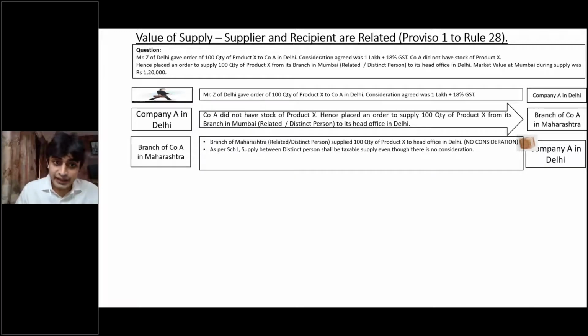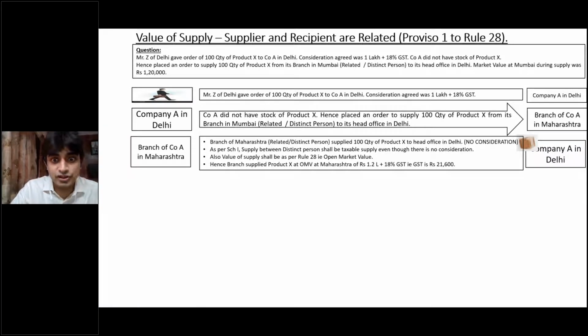Okay. Now, just like related person, for distinct person also we have to follow what? Rule 28. So what will be the value of supply? Open market value. What will be the value of supply? Open market value of the goods supplied. What is the open market value? In Maharashtra, 1,20,000 plus 18% GST. So the branch of Maharashtra is supplying to Delhi. Maharashtra will have to make an invoice. Even if money is not received, it will still have to make a tax invoice of how much? 1,20,000, the market value in Maharashtra, plus 18% GST.